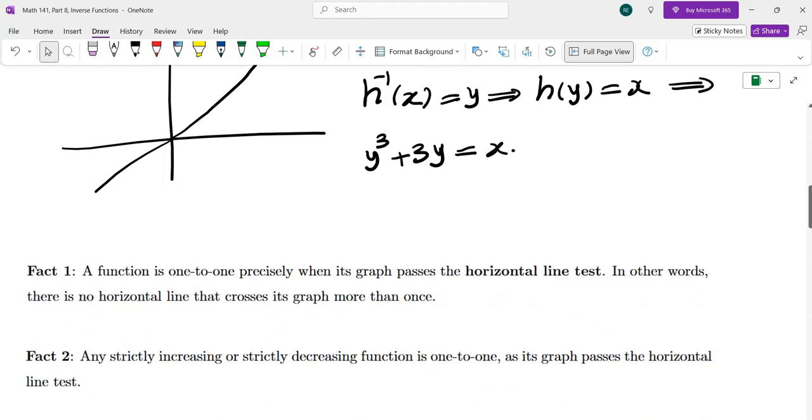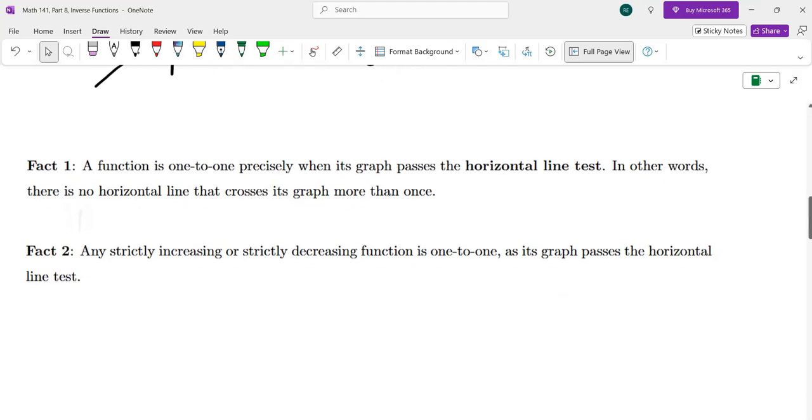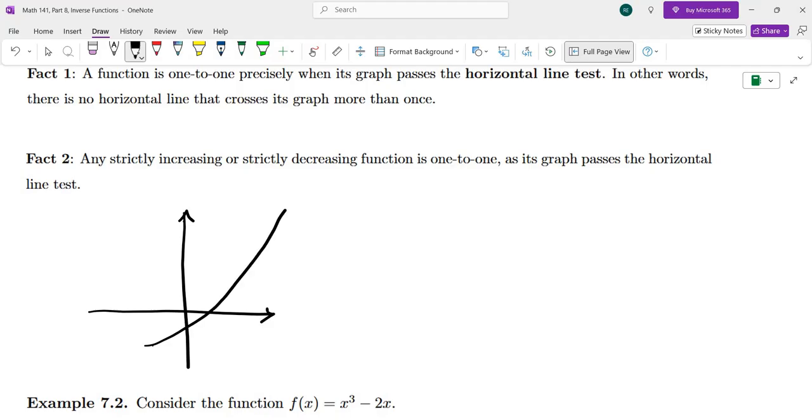So let me summarize the two facts that we briefly talked about, and then we will do some examples. First, a function is one-to-one precisely when its graph passes the horizontal line test. In other words, there is no horizontal line that crosses the graph of the function more than once. And the second one is if you have a strictly increasing function, it would always be one-to-one, therefore it has an inverse.